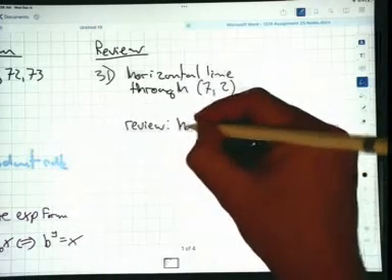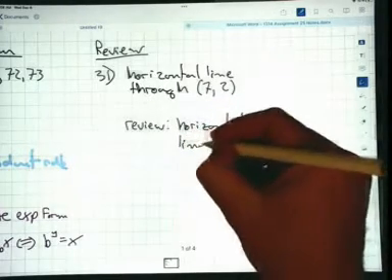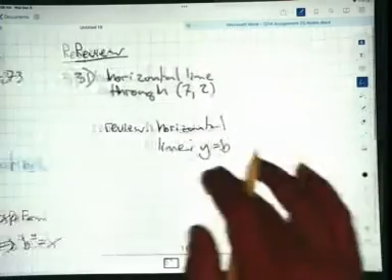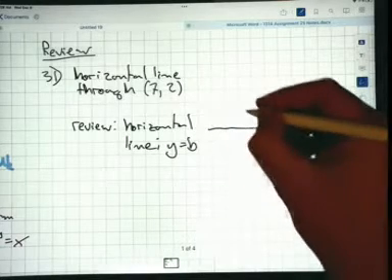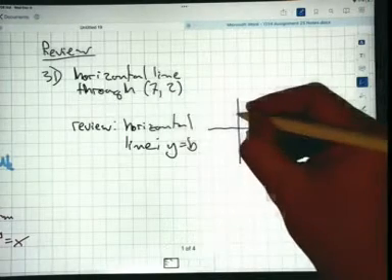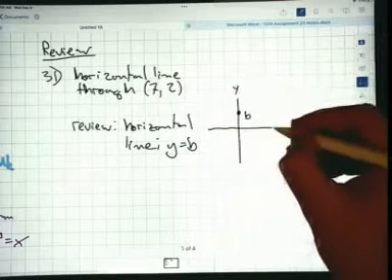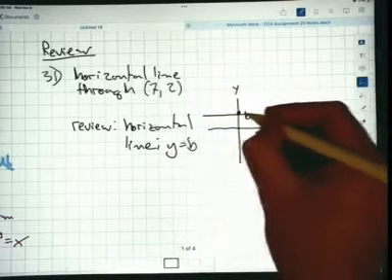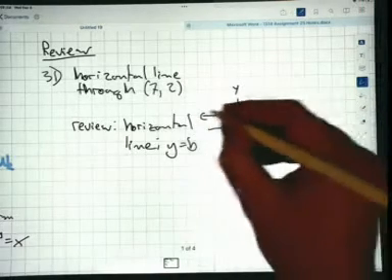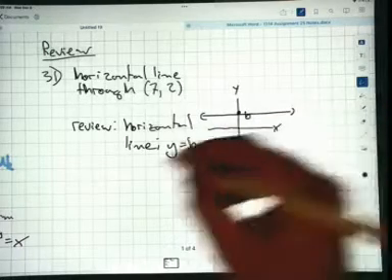A horizontal line is of the form y is equal to b. So on a coordinate plane, if this is b along the y-axis, we have a horizontal line through that. And we can see that this is horizontal, and we name that equation y equal to b.